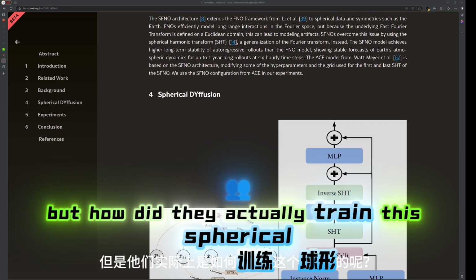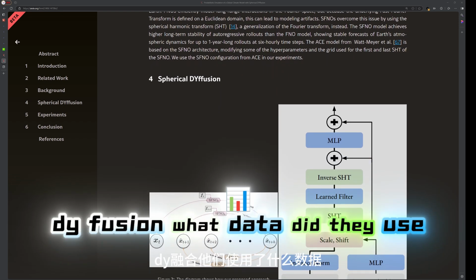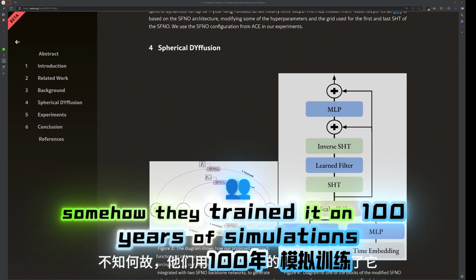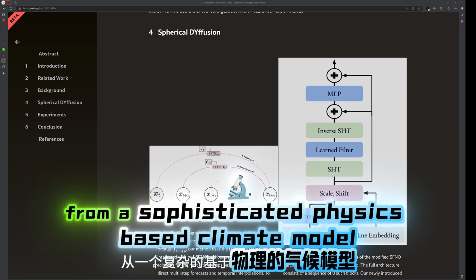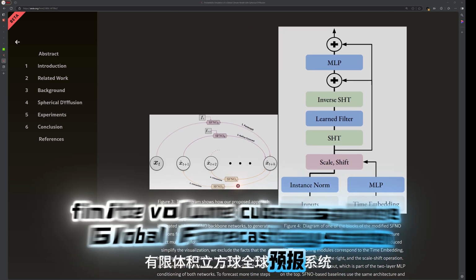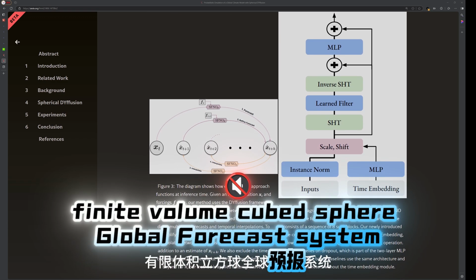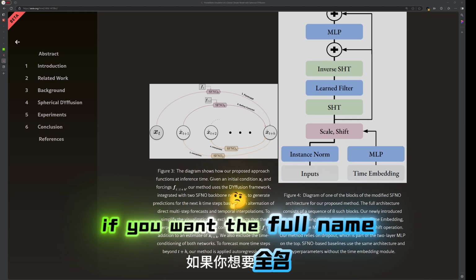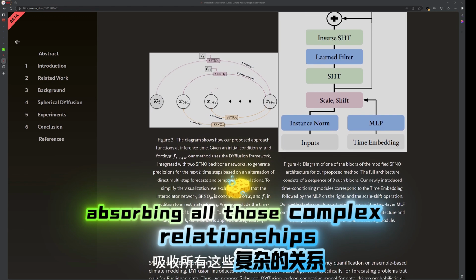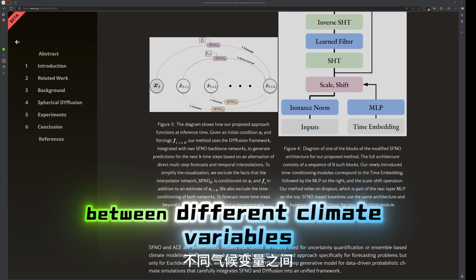But how did they actually train this spherical DYffusion? What data did they use? Right, got to teach it somehow. They trained it on 100 years of simulations from a sophisticated physics-based climate model called FV3GFS, Finite Volume Cubed Sphere Global Forecast System, if you want the full name. Catchy. So it's learning from a master climate model, absorbing all those complex relationships between different climate variables.